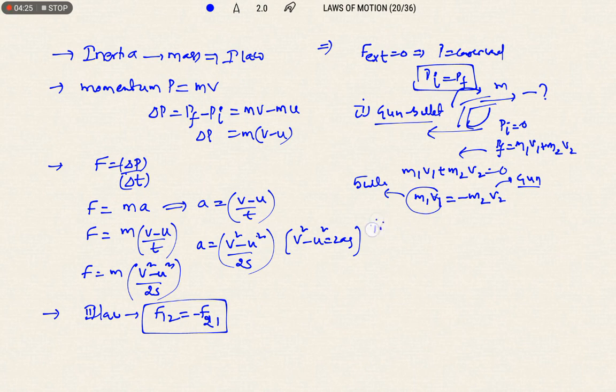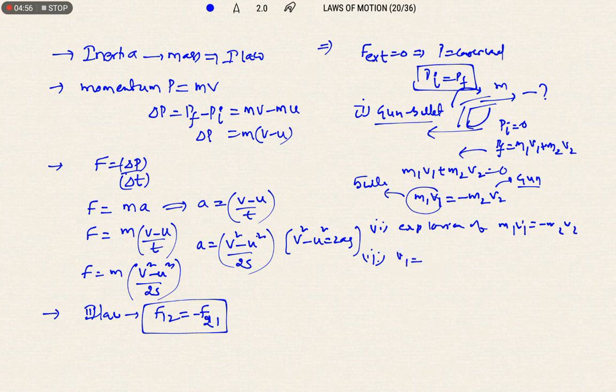We also discussed the explosion of a bomb. In the case of the explosion of a bomb also, the same concept applies. Initial momentum equals final momentum, m1 v1 equals minus m2 v2. And then we discussed collision. In collision we studied the formulas for the final velocity of a body after collision, given the initial velocities, the final velocity of the second body and the first body. So there we got different formulas.